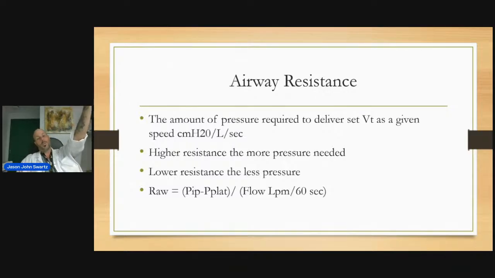So to get your resistance, do the inspiratory pause. That will make your peak inspiratory pressure drop to a plateau because there's no more movement of air, and you divide that by the flow, but with your flow in liters per second. Divide your liters per minute by 60.